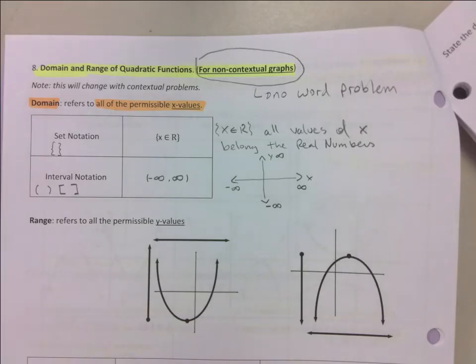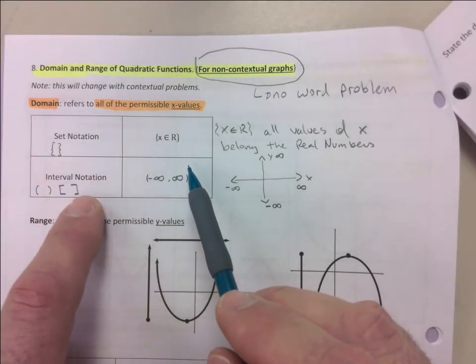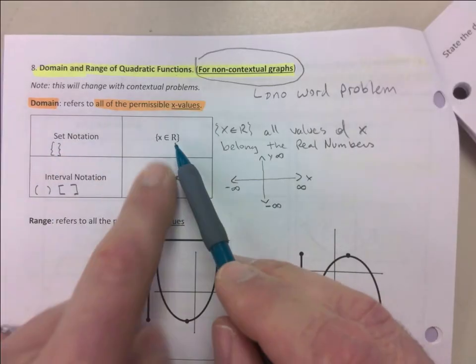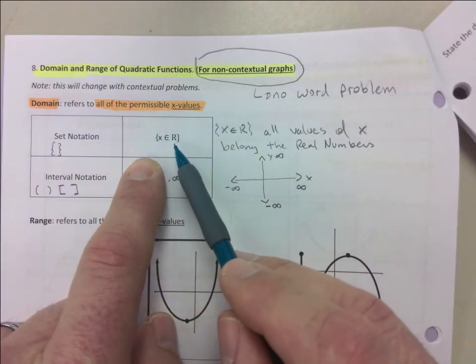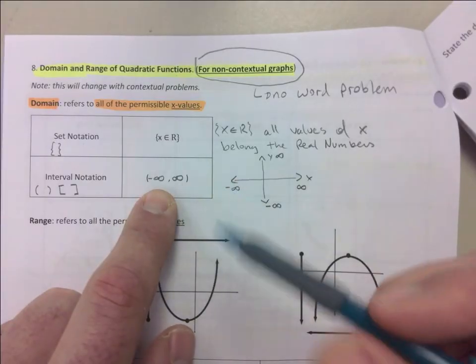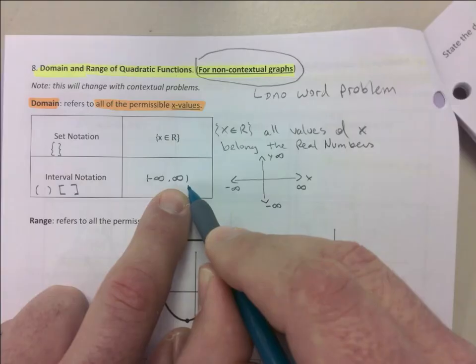So the domain is easy for now. The domain is always going to be, I'm not going to make you use one over the other, but I may ask you, is this the domain of this function? And you have to recognize it, that this is the one for a non-contextual parabola. And or this is the interval notation. Notice that we use round brackets. We never use square brackets around infinities.